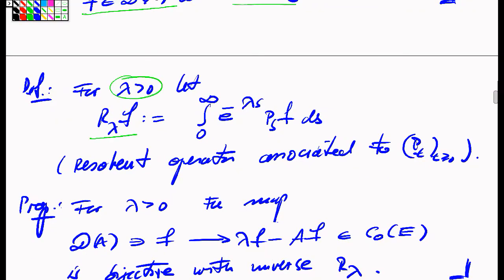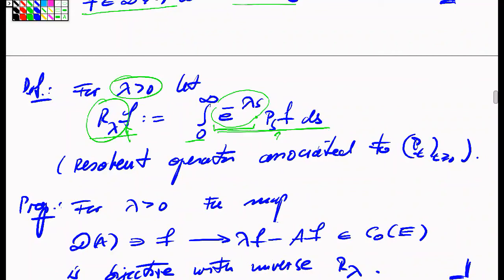For lambda positive, we introduce the operator R lambda, which is again a bounded operator on function space. The application of R lambda to a function f is defined as the infinite integral with respect to the time parameter s of the semigroup, but weighted with an exponentially decaying factor e to the minus lambda s. So for each s, I apply the semigroup P_s to the function f, I multiply with this exponentially decreasing prefactor, and I integrate the whole thing with respect to this s parameter along the full positive time axis.